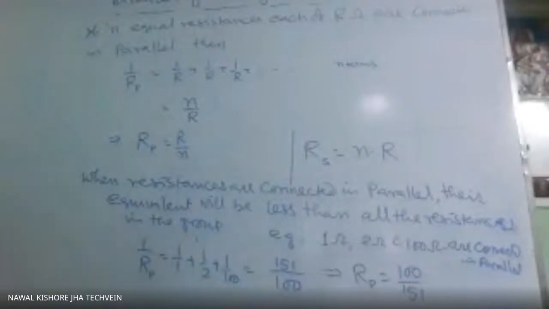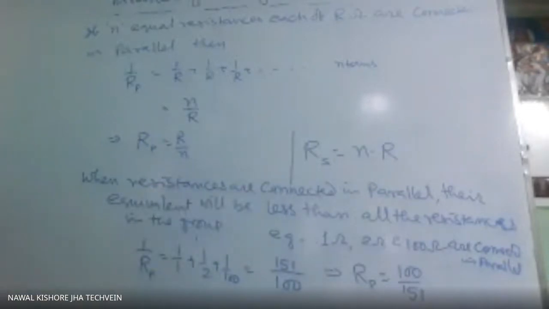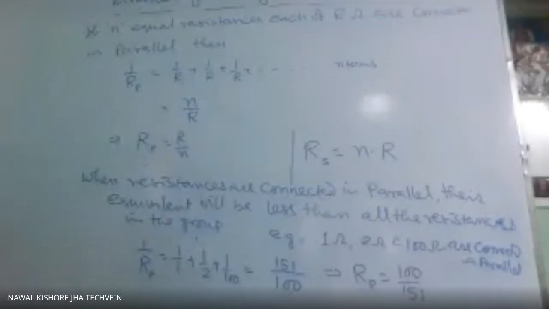So when we want to decrease the value, if suppose 4 ohm and 6 ohm are given and we want only 3 ohm, then we will connect them in parallel, where 2.4 ohm will come as the parallel equivalent. So according to our need, we will adjust. If we want more value, we will connect them in series. If we want less value, we will connect them in parallel.